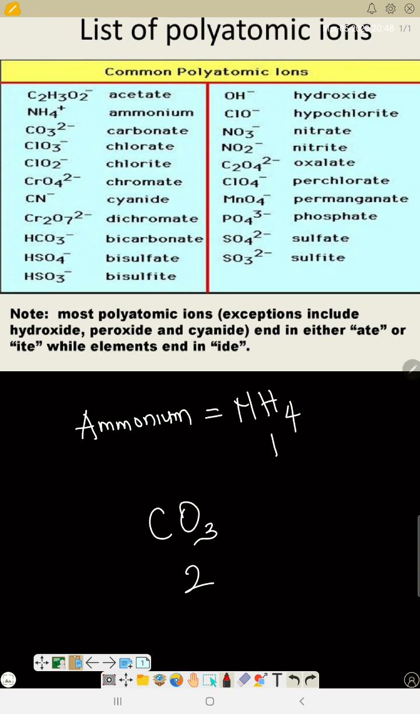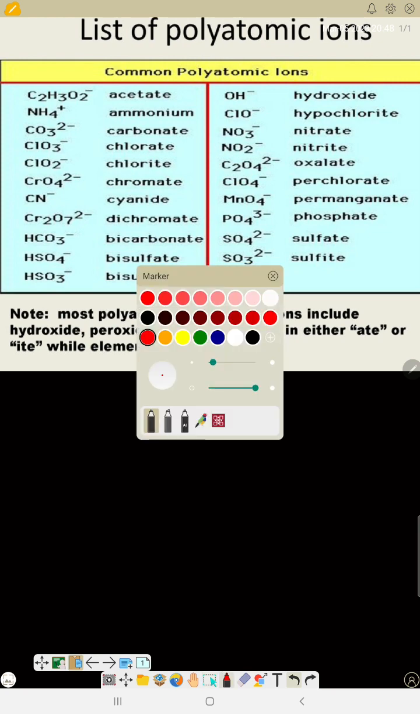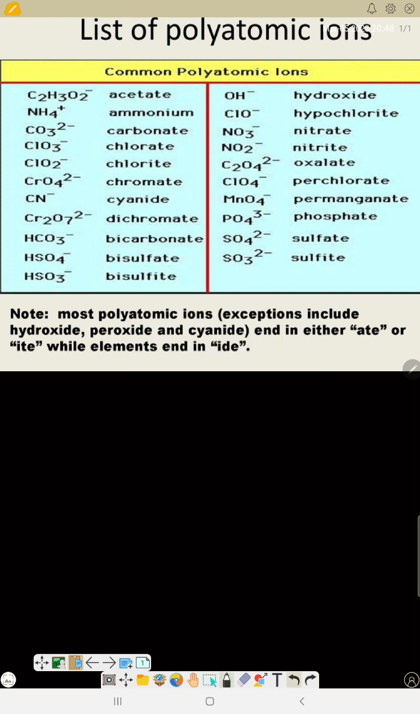Now let's see an example. Now let us write the chemical formula for some compounds. Now write down the molecular formula of sodium trioxonitrate 5. So let me do it one by one.